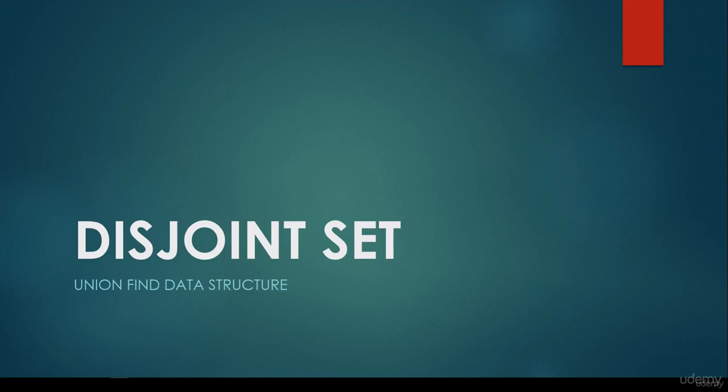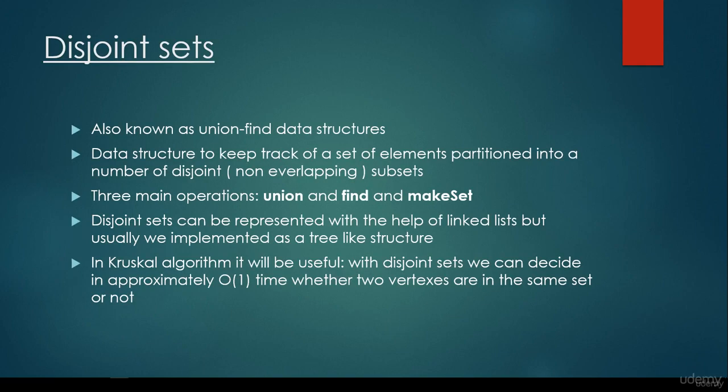Hi, in this video we are going to talk about the theoretical background for the so-called disjoint set or the union-find data structure. So let's get started. What is this disjoint set? It is also known as the union-find data structure, and it is a data structure to keep track of a set of elements partitioned into a number of disjoint, so non-overlapping subsets. This data structure supports three main operations: the union, the find, and the make set operations.